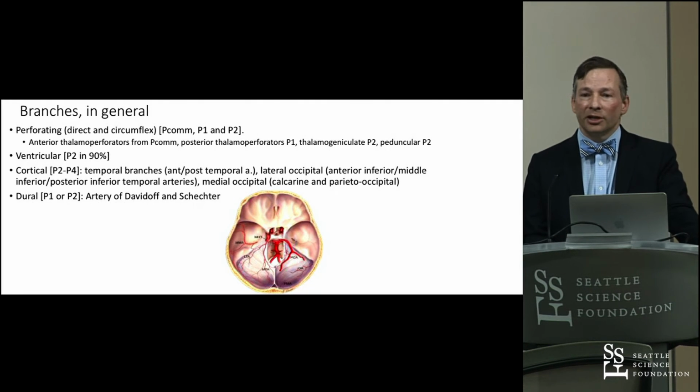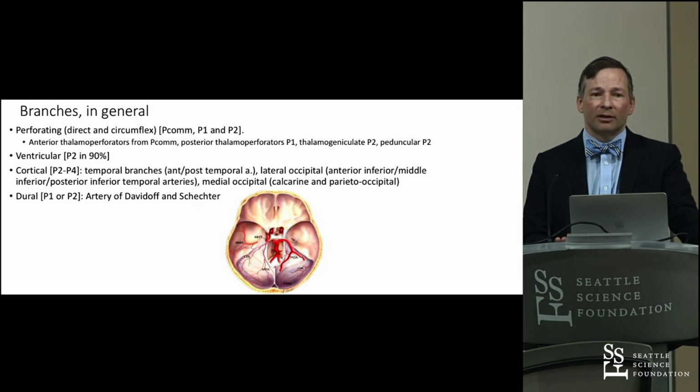So the perforating branches, as we see with almost all of these vertebrobasilar structures, come from direct and circumflex, both long and short. They come from the PCOM, from P1, P2. We have anterior thalamoperforators from the PCOM, and then posterior thalamoperforators from our P1 segment. We also have thalamogeniculate and pedunculars from the P2 that I showed you earlier. You can also have a direct ventricular branch from P2, and in the majority of folks, cortical branches.